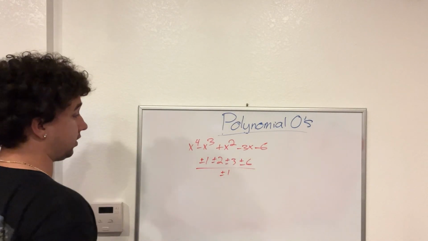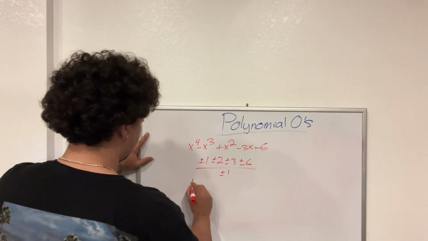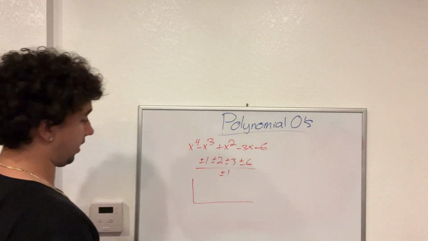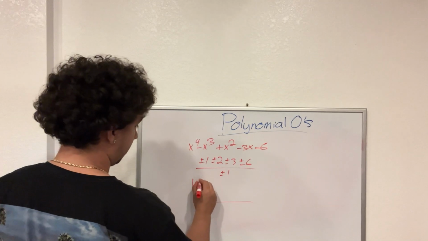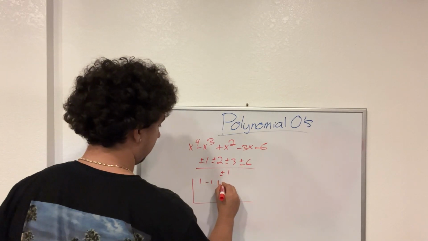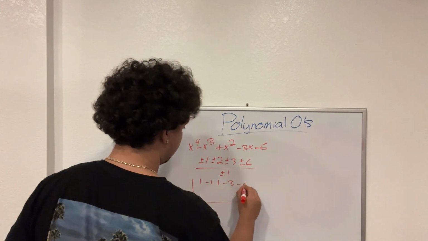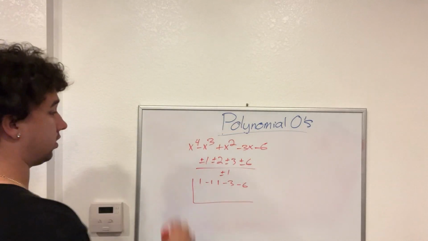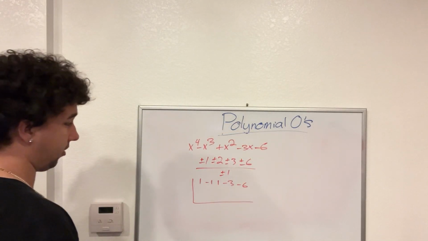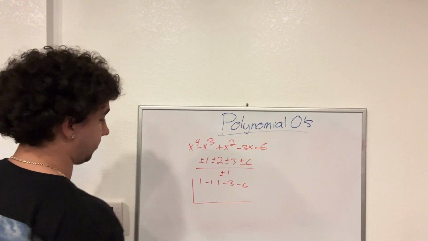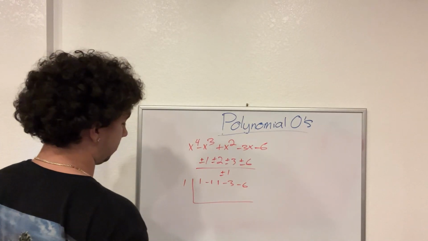So now what I can do here is I can start just trying values. So I put my synthetic division here. Put 1, negative 1, 1, negative 3, and negative 6. And I can try any one of these combinations here. Let's just, for the sake of this, try something. Let's say try 1, for example.